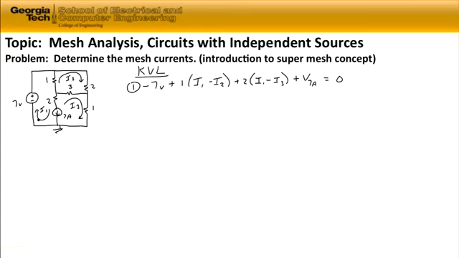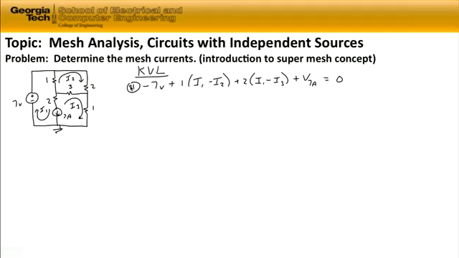So when we're doing mesh analysis and we have a current source which is shared between 2 loops, we have to use the concept of supermesh in order to solve the problem. Because if we don't, we're always going to have this problem of this additional voltage drop across a current source that we can't solve for. So let's use the concept of a supermesh.